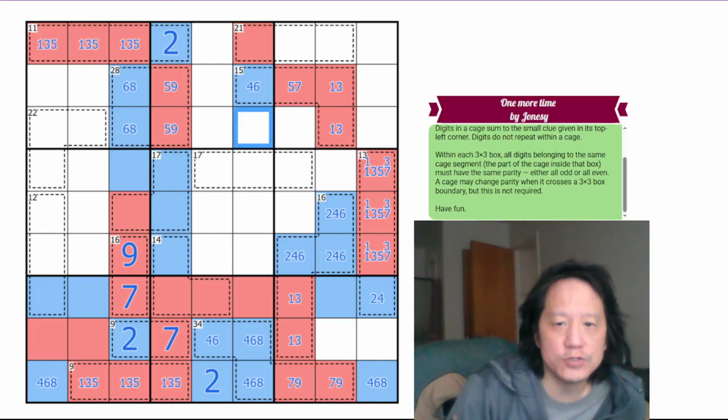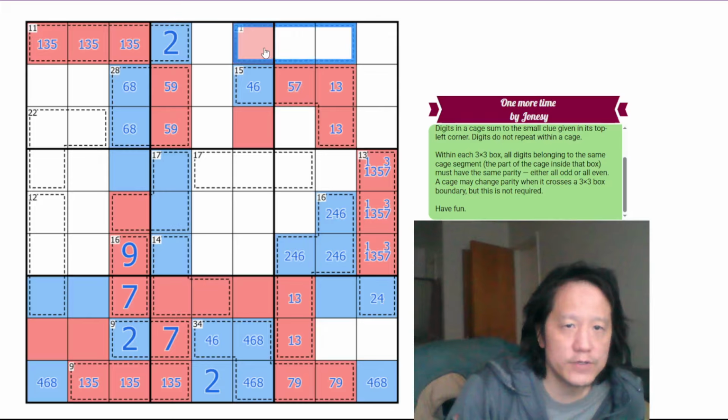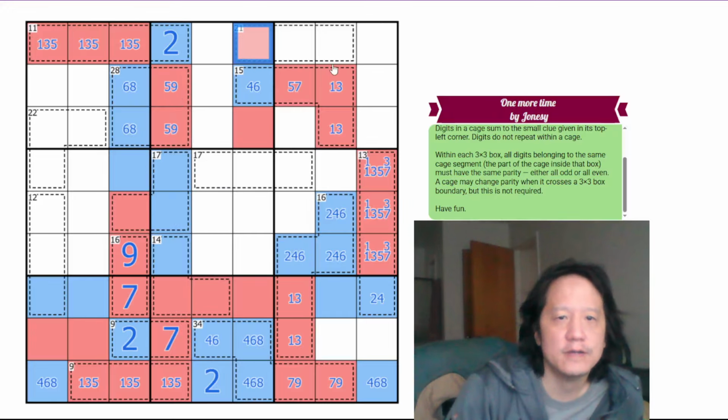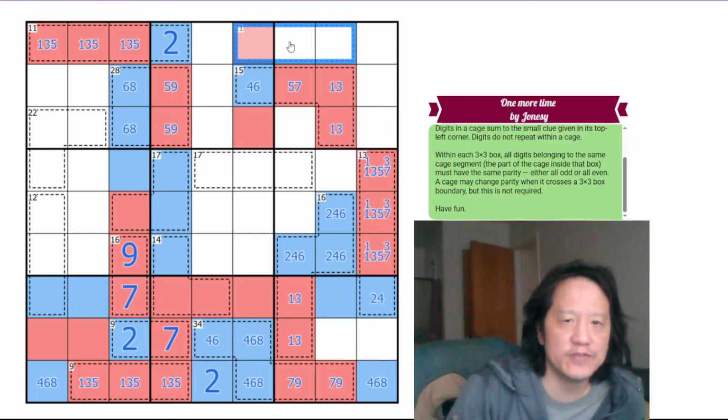This can't be 2, so this must be an odd digit. To add up to 21, it could be 4, 8, and 9, but this can't be 9. So it cannot be 4, 8, and 9. It could be 5, 7, 9 if this is 5, 9, and that's 7. But it can't be 5 because of the 1, 3, 5 triplet in the row.